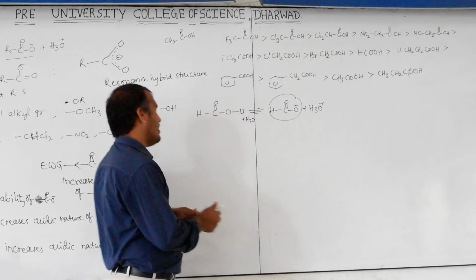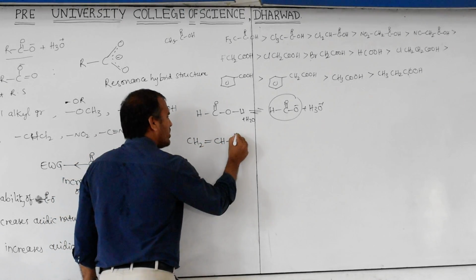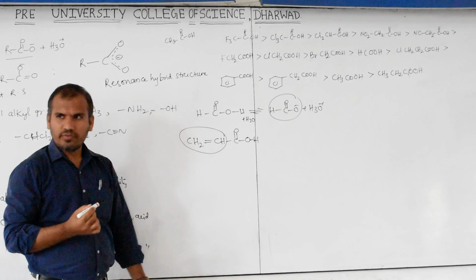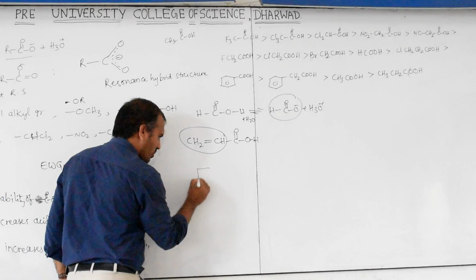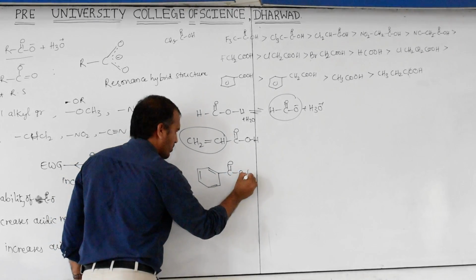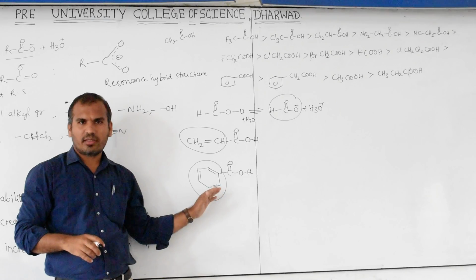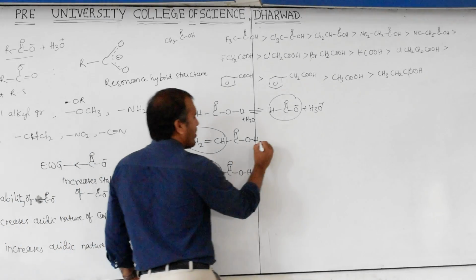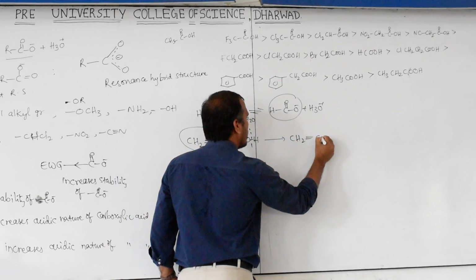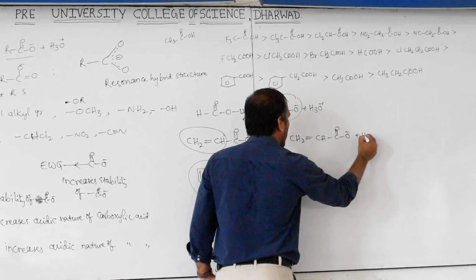Why? I will now give the reason. Consider CH2 double bond CH, C double bond OH. This is a vinyl group. And this is phenyl. I will explain with this; you can understand the same way. Now, after loss of H plus, what do we get here? CH2 double bond CH, C double bond O minus, plus H plus; if water is there, H3O plus.